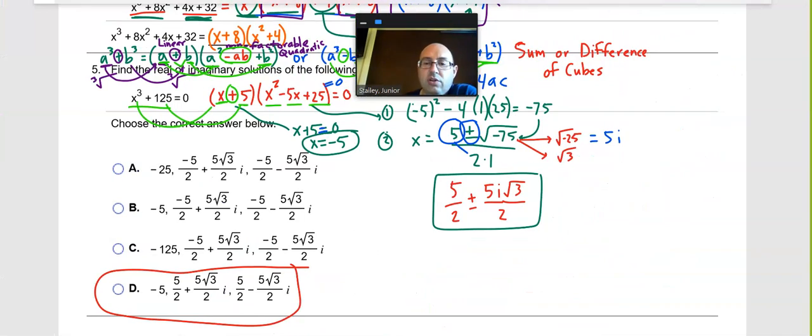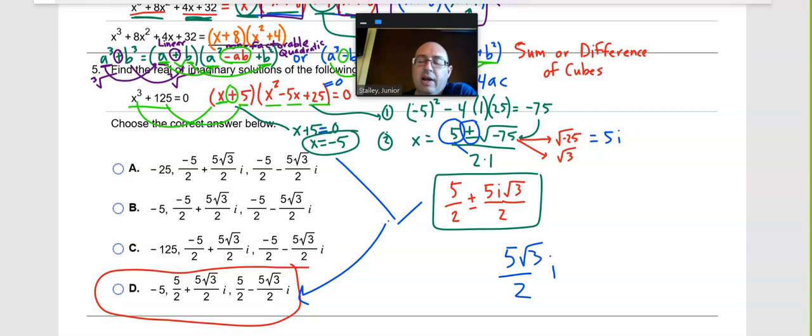Which, if you take those answers, leads you to letter D. Do look at the way they wrote them. See, notice how I wrote 5i radical 3. They wrote 5 radical 3 over 2. They put their i on the outside like that. Big deal. It's still the same thing. As long as you know that the i is not in the radical, you're good.